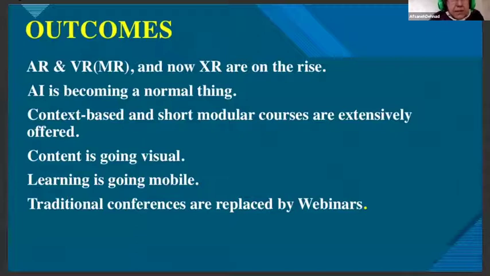What will be the outcomes? AR, VR, MR, and now XR on the rise. Artificial intelligence becoming a normal thing. Context-based and short modular courses are extensively offered. Content is going visual, learning is going mobile, and traditional conferences are replaced by webinars.